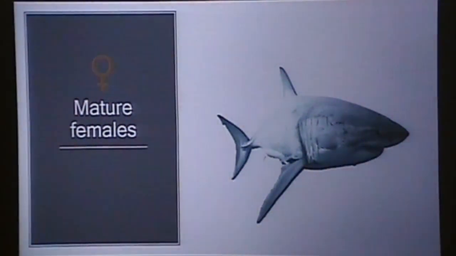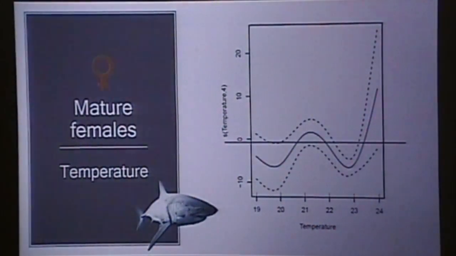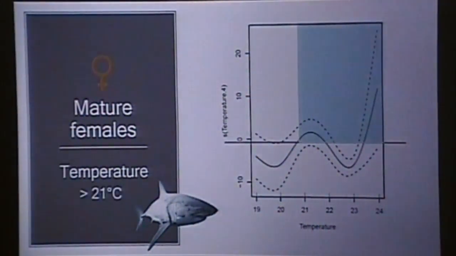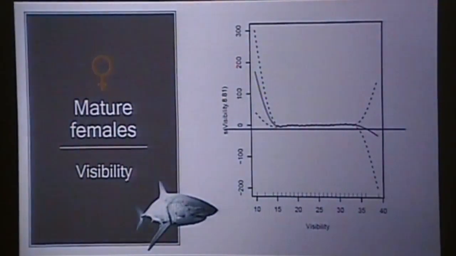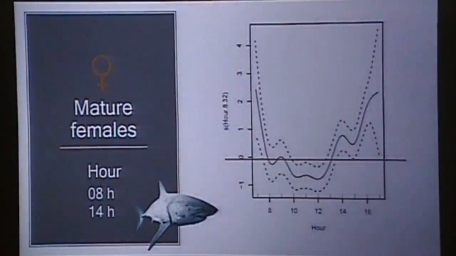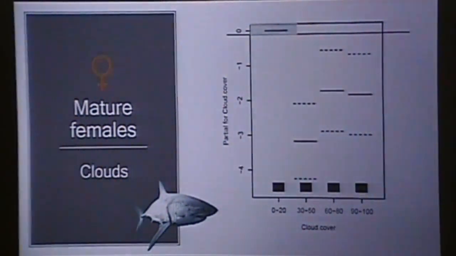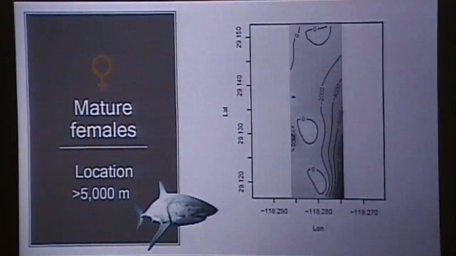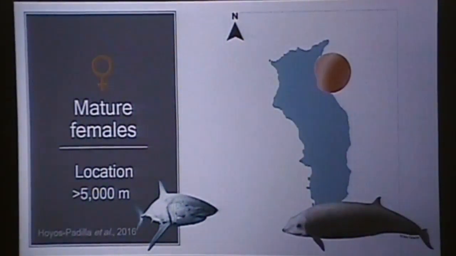Regarding the mature males, we have observed that the probability of occurrence is higher with warm water temperatures, with good and bad visibility, at the beginning and the end of each day, with clear skies, but in the deepest areas of Guadalupe Island. According to the model, they occur in waters with depths of more than 5,000 meters. And this habitat is very similar to one cetacean that is known as the big whale. This is just a hypothesis.